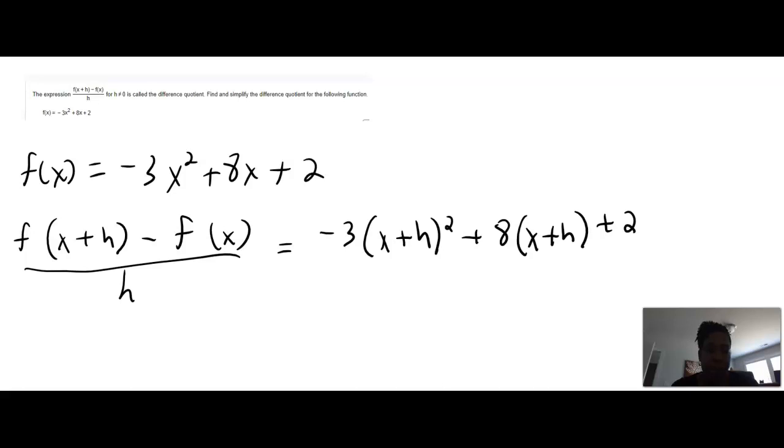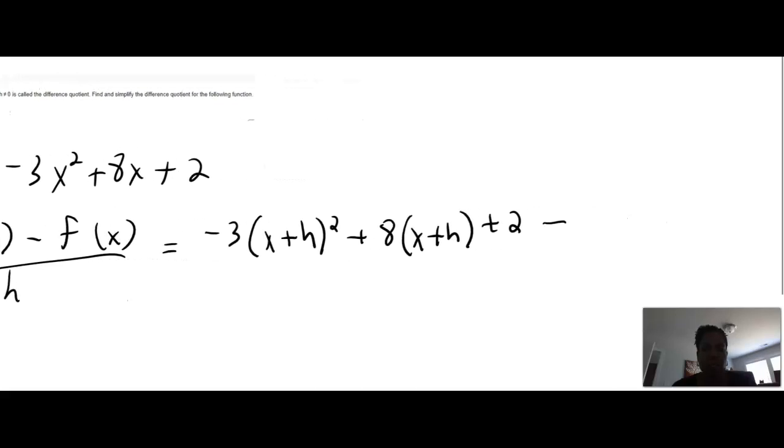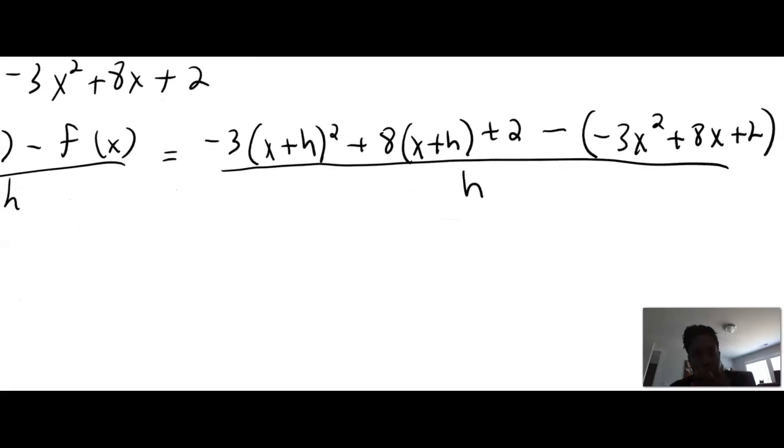And now from that, based on the difference quotient formula, we need to subtract the original value of f of x. So we're going to subtract and put in parentheses what f of x originally equaled. And we'll do our simplifying at the last step. And then we want to divide all of this by h. So let's talk about this step by step.